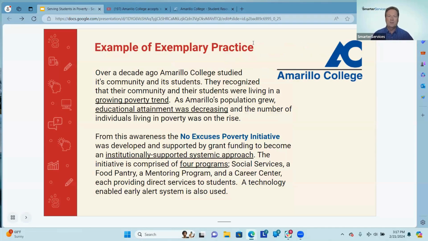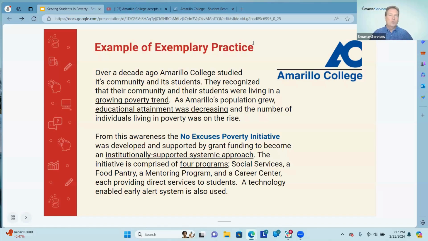They got started doing this over a decade ago. They noticed in their community of Amarillo there was a growing trend of poverty, educational attainment was decreasing. So they got together and they created what they called the No Excuses Poverty Initiative. They did have a grant that kind of kickstarted it, but what they put together was an institutionally supported systematic approach that's institution-wide, which is very important. And out of that, they developed 4 primary programs: social services, a food pantry, a mentoring program, and a career center.